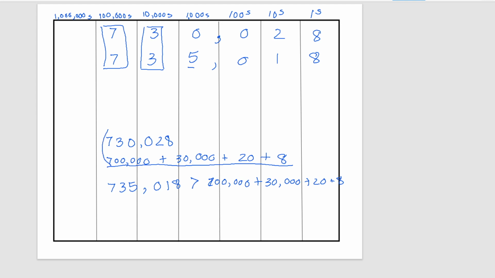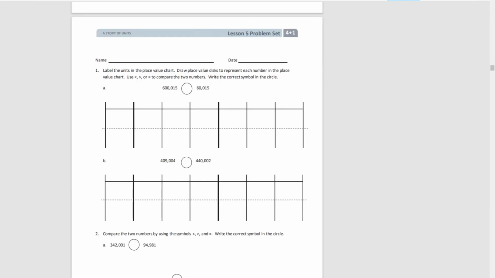All right, let's do some practice with our problem set. So for number 5, it says label the units in the place value chart. Draw a place value disc to represent each number in the place value chart. Then use greater than, less than, or equal to compare the two numbers and write the correct symbol in the circle. So let's do the first one together. Let's label the first place value chart.